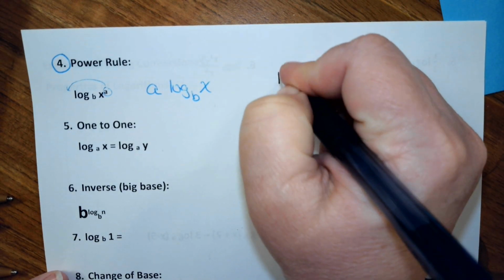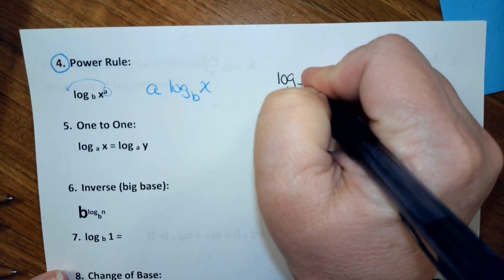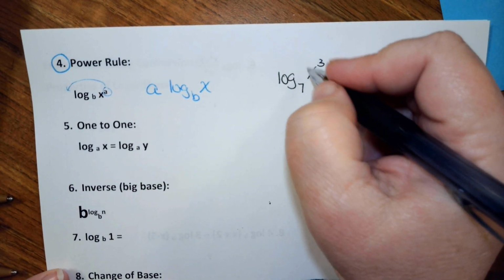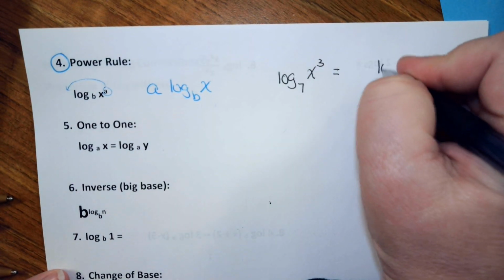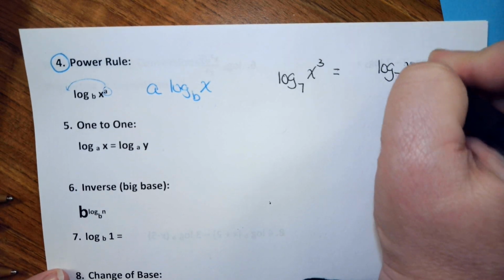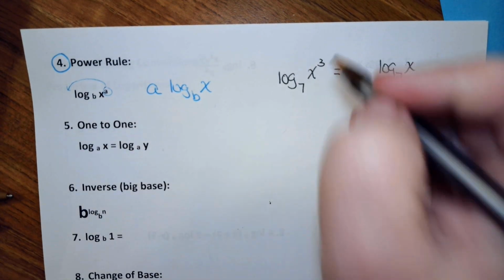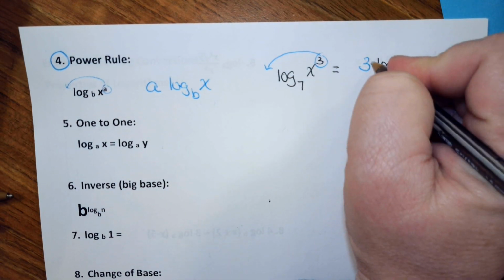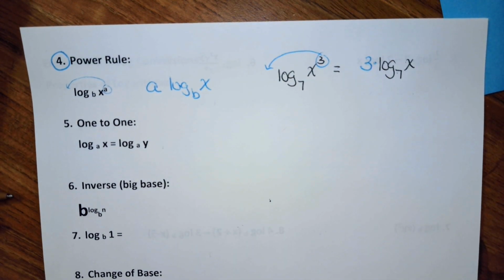So for example, if we had the log base 7 of x cubed, we're going to take that 3 and we're going to move it to the front. So we've got the log base 7 of x. We take that 3 and we move it to the front. So that becomes 3 times the log base 7 of x.